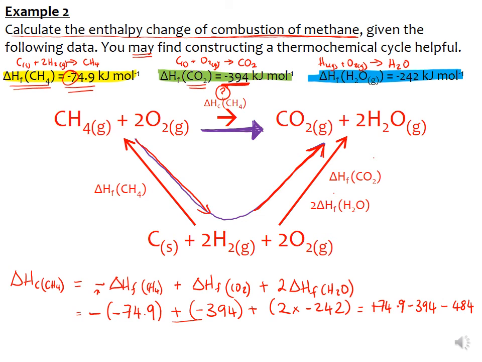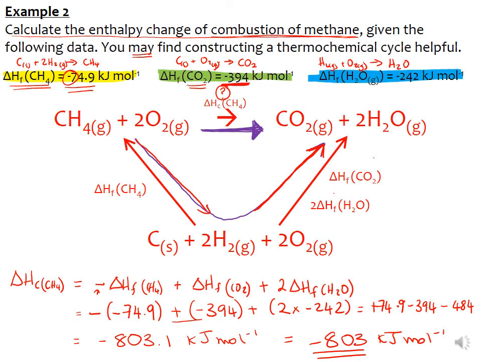So putting that all into the calculator, we would come out with a value of minus 803.1 kilojoules per mole. A little bit out with the significant figures here, we probably just should put that as minus 803 kilojoules per mole, 3 significant figures to match the data in the question. And that's our second example.